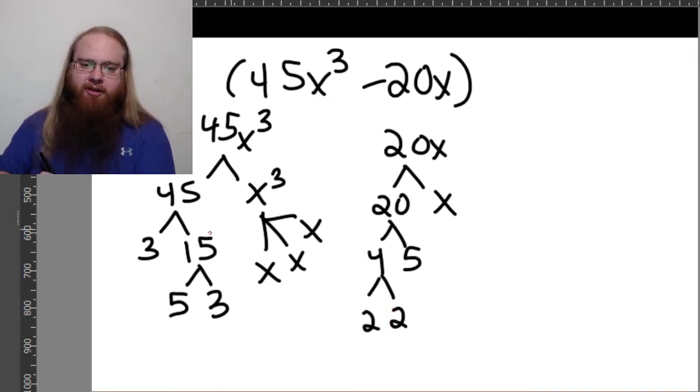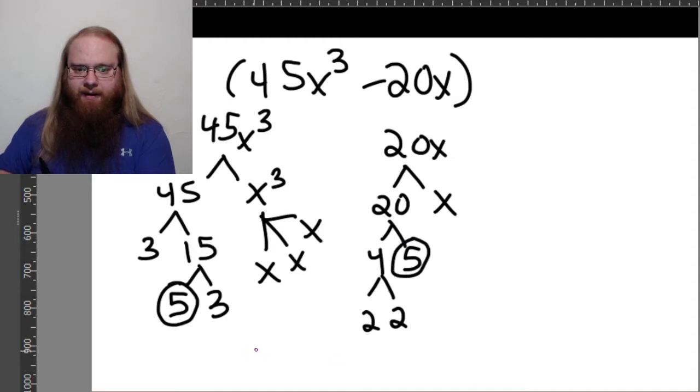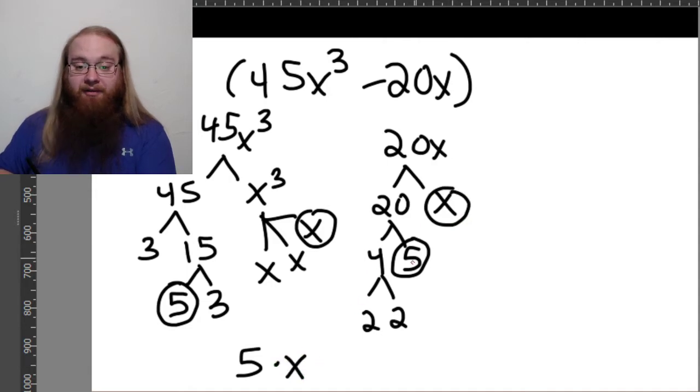Okay, so the numbers that they have in common. Well, 20x doesn't have a 3, but they both do have a 5. So we take a 5 out. Now, they have no other numbers in common, but they do have a variable in common, so they each have 1 x. They have nothing else in common, so we multiply those together and get 5x. That's our GCF.